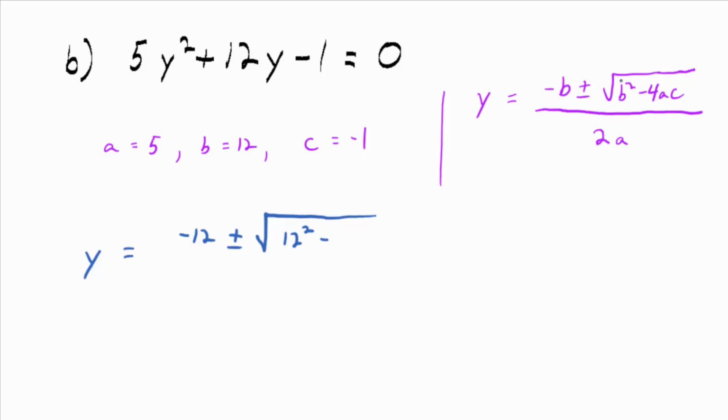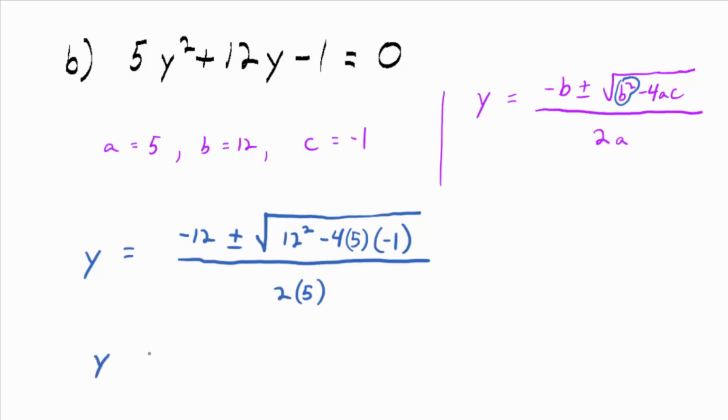Minus, so that's the b squared part. So minus 4 times a times c. What's a? 5. What's c? It's very important you put in the -1 this time, right? Because that changes the sign on things. And then all over 2a, 2 times 5. Does everybody agree with that?